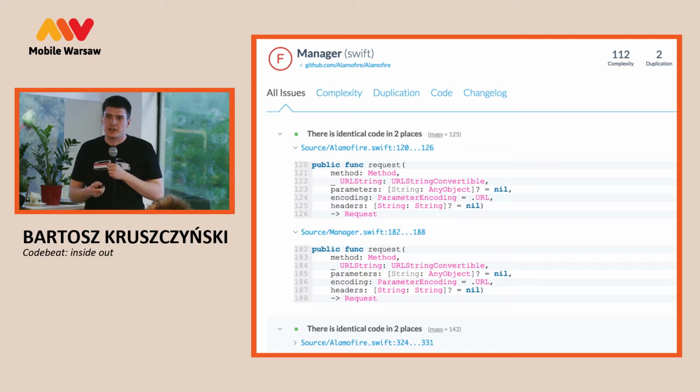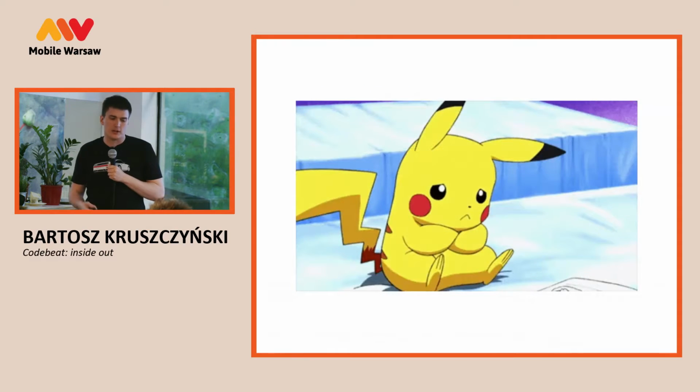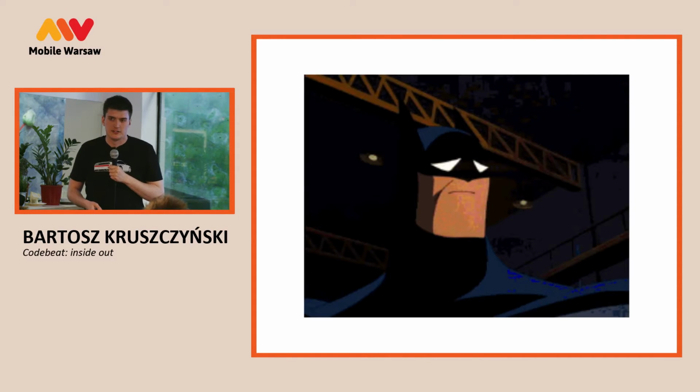And it doesn't have to be identical. We accept some difference. So here is an example of similar code, and we can see that the string that's assigned to failure reason and the code that's passed in is actually different. But other than that, those two snippets are identical, so it should be abstracted out to a method. And when you have duplication, the Pikachu is sad and Batman is sad. So that's bad when Batman is sad.